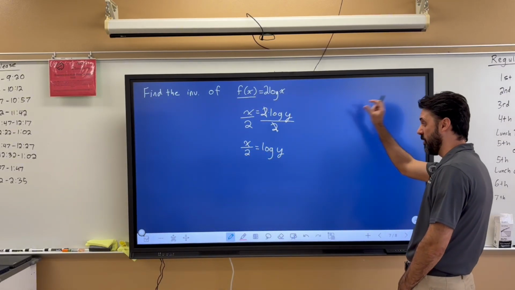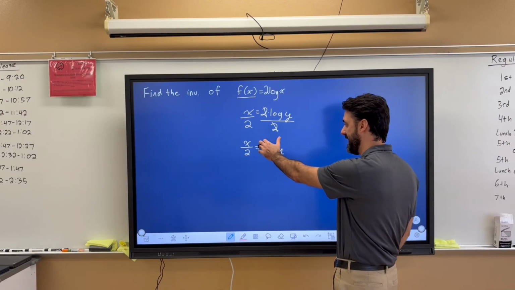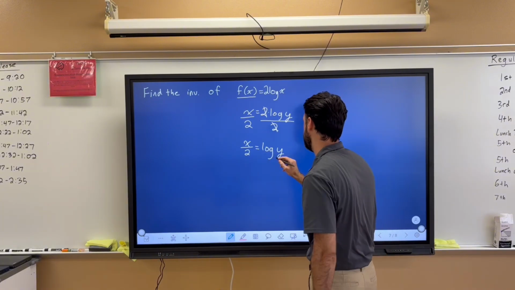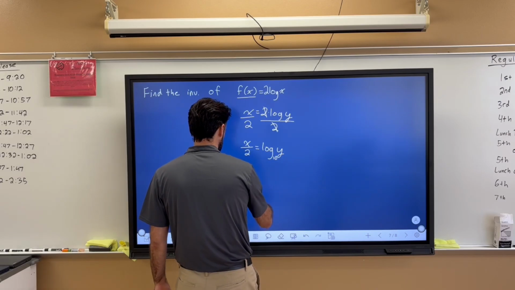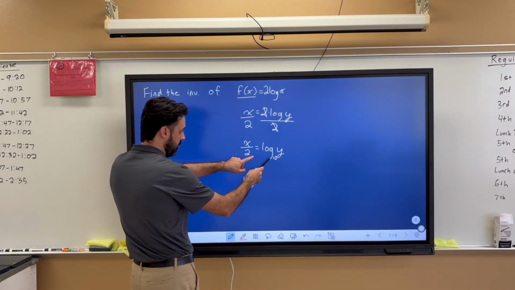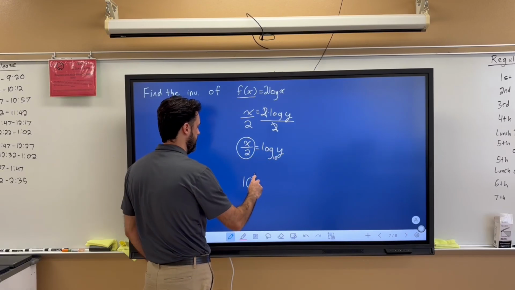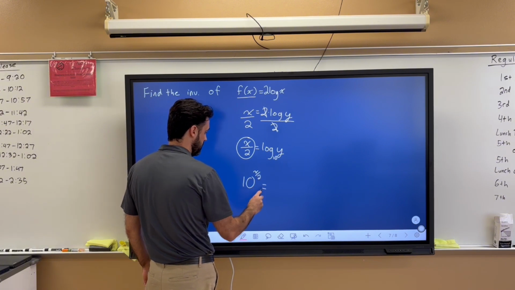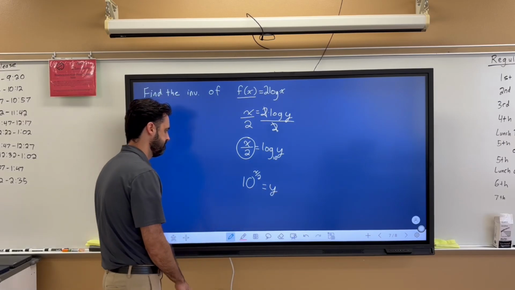Now, to get y out from inside this log, we're going to have to convert from log form into exponential form. So remember, if it spells the word log without a base, it's a base of 10. So in exponential form, the base of our exponent is going to be 10. The y is not going to be with the 10 anymore. The x over 2 is going to be with the 10 as the exponent. So 10 to the x over 2 equals, and then the y is on the opposite side of the equal sign here, so equals y.